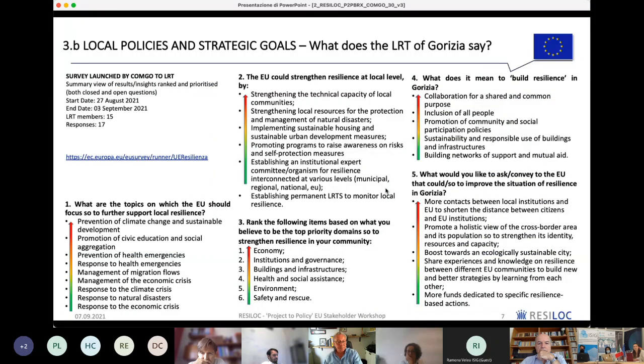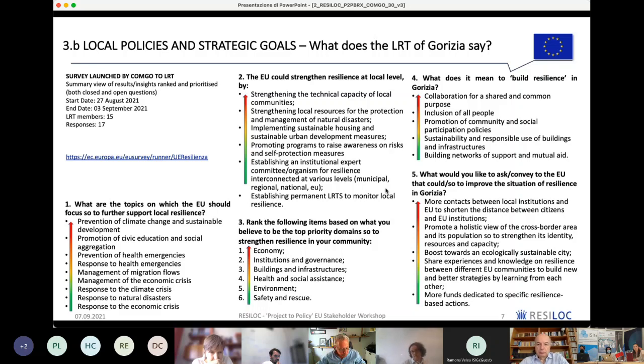And last but not least, in view of this workshop, we thought it would be interesting to prepare a short survey to be submitted to our LRT members. So we prepared both open and closed questions, asking our LRT members what they wanted to say to the European Union as an institution and to the European Union policymakers. We had 17 responses, and as you can see, the first 3 questions were open questions and the last 2 were closed questions.